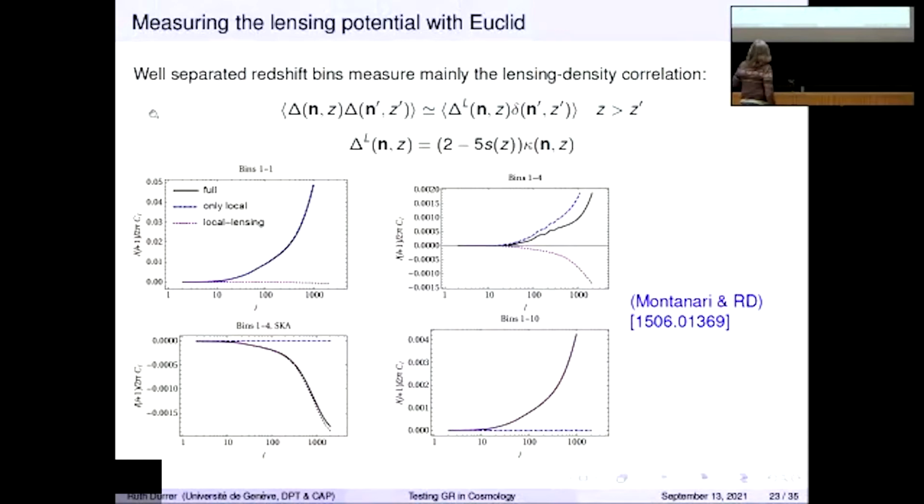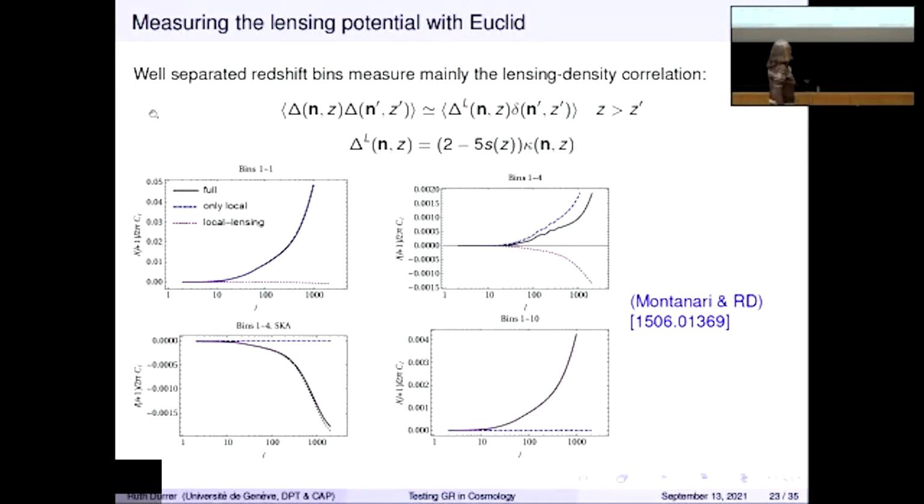Here, just as an example, we show the full result compared with only the local part of the result, which is dominated by the density, and compared the local correlated with the lensing part, which is dominated by this kappa delta term. And we see if we correlate the first bin in redshift space with itself, it's only the local terms which contribute here. However, if we correlate bin 1 with bin 4 or bin 1 with bin 10, then it's this term which is relevant.